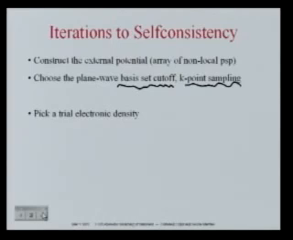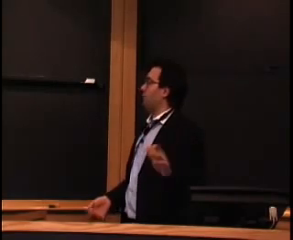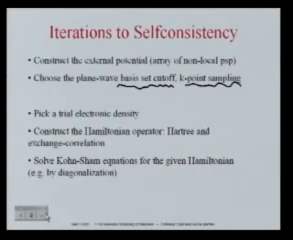So we need to pick an initial guess for a trial charge density. It could just be a superposition of atomic charge densities. Once we have the charge density, we can construct the Kohn-Sham Hamiltonian. The kinetic energy operator we always know, but we can construct the Hartree and exchange-correlation terms that depend on the charge density, and then we have the external potential that is given by this array of non-local pseudopotentials. At this point, we have the Hamiltonian, and we try to find its lowest energy eigenstates.